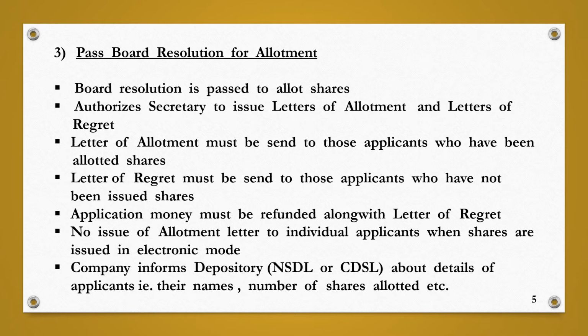Now we need to understand as to what is depository. Depository is a system or an organization which holds security in electronic form. In our country, there are two depositories, that is NSDL, and the full form of the same is National Security Depository Limited, and the second one is CDSL, that is Central Depository Services Limited. The company provides complete information about the applicants who have been allotted shares, number of shares allotted, etc. to the respective depository.